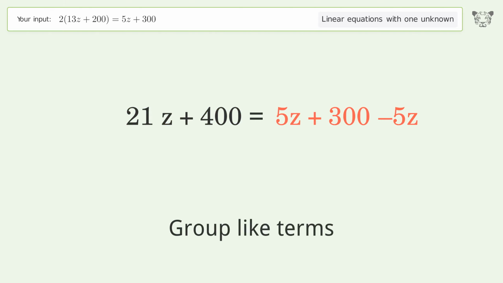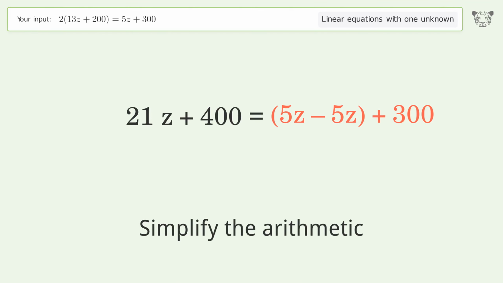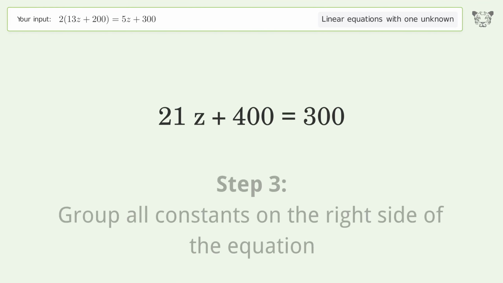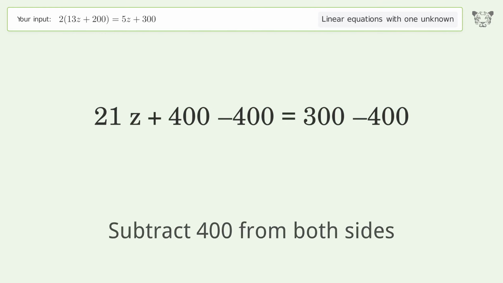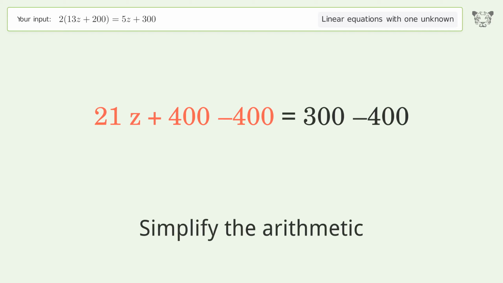Group like terms. Simplify the arithmetic. Group all constants on the right side of the equation. Subtract 400 from both sides. Simplify the arithmetic.